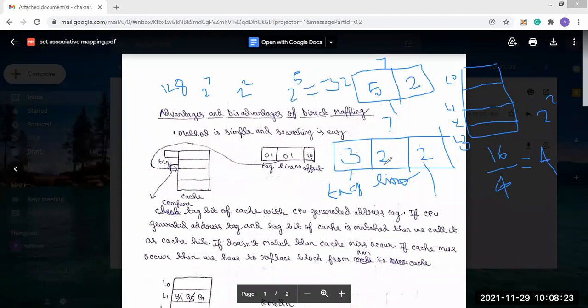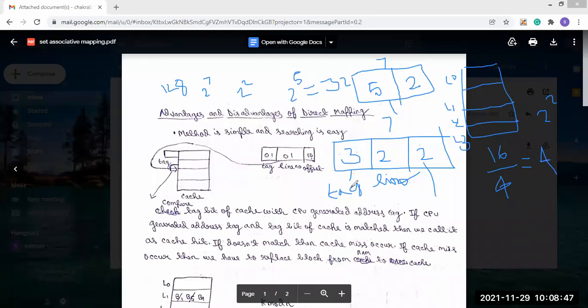So how do we get the 2 bits of line number? From here, because we have 4 lines. To represent the 4, we require 2 to the power 2, that means 2 bits are required. So our line number will be 2 bits. And the remaining will be our tag bits. So 7 minus 4, that is 3, and this 3 is the tag bits.